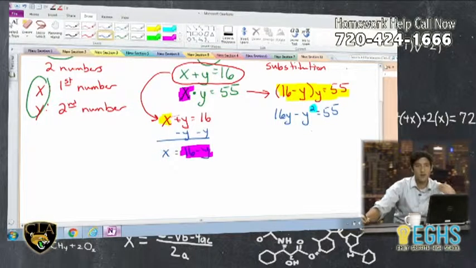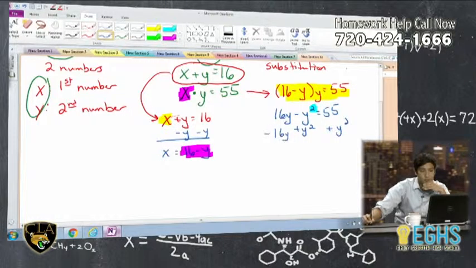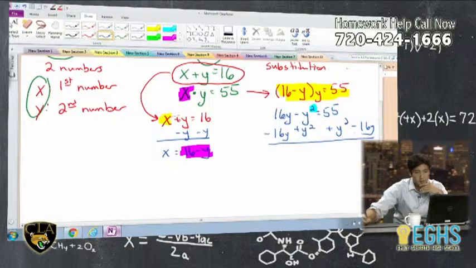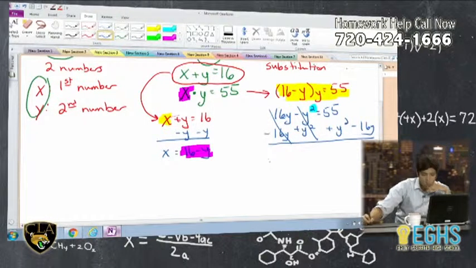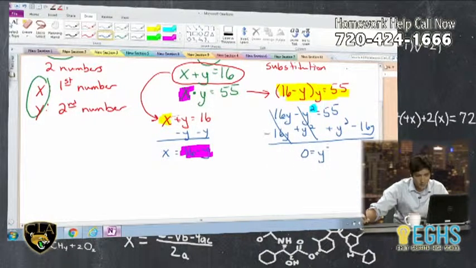If you remember, solving quadratics, oftentimes we need to set one side equal to 0. So in this case, because my y squared is negative, I'm going to move everything over to the other side. So I'm going to add y squared, and I'm also going to do this in the same step: subtract 16y from each side. You're going to notice these are going to cancel out. So I'm left with 0. So 0 equals y squared minus 16y plus 55.